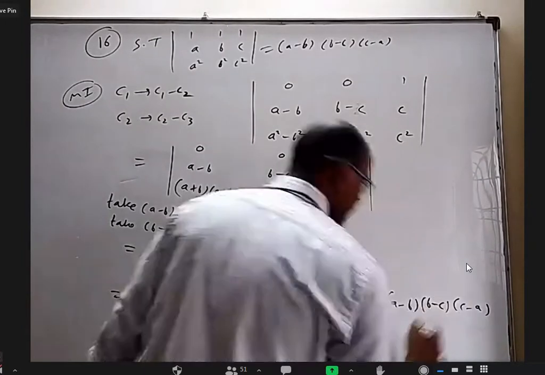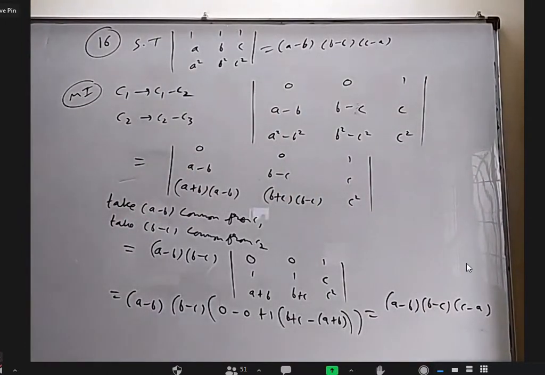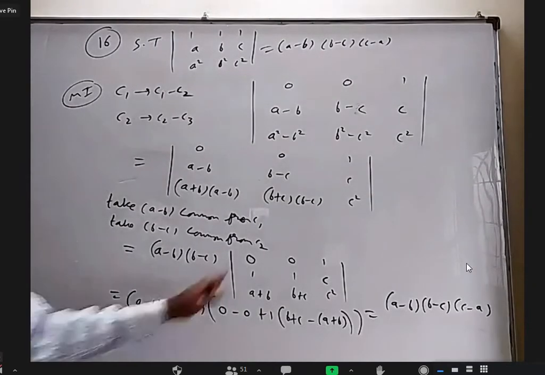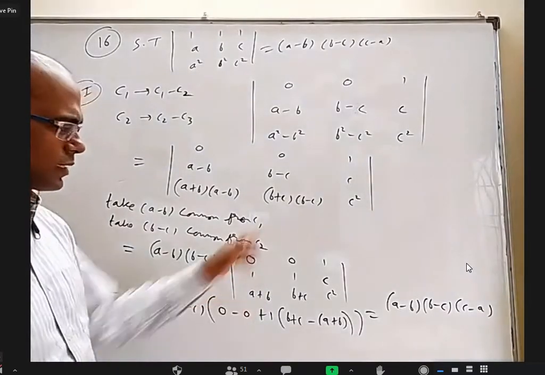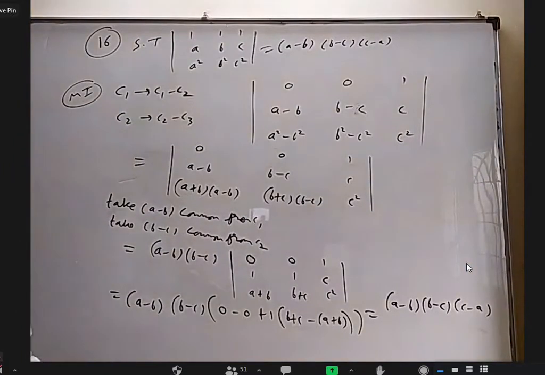Sir, can we subtract column 1 from column 2? Once again, you can do it. From column 1, if you remove column 2, you will get A minus C, and then expand also it will come. No problem, you can do that.